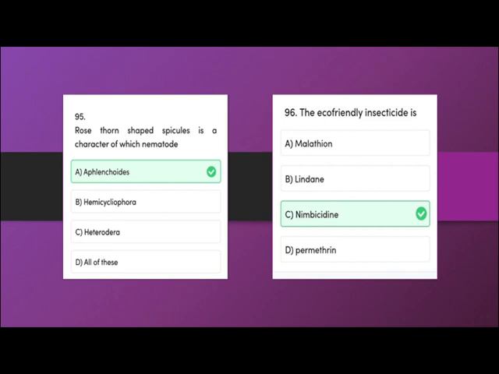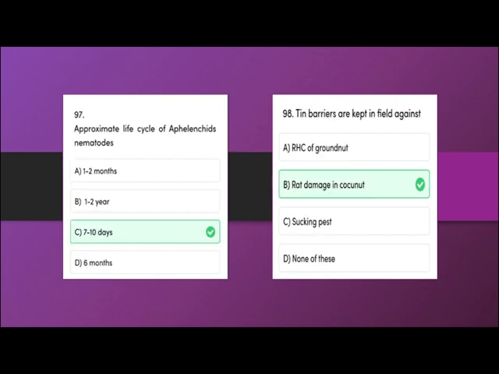95th question. Rose thorn shaped spicules is a character of which nematode? And the answer is Aphelenchoides. The eco-friendly insecticide is? And the answer is Nimbicidin. Now come to the 97th question. Approximate life cycle of the Aphelenchoid nematode? And the answer is 7 to 10 days.